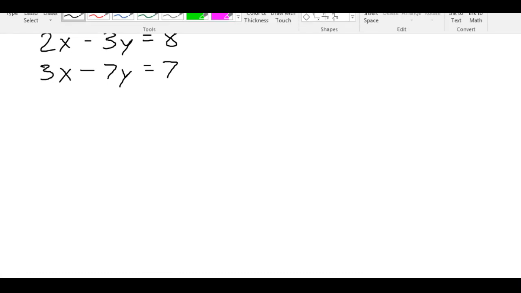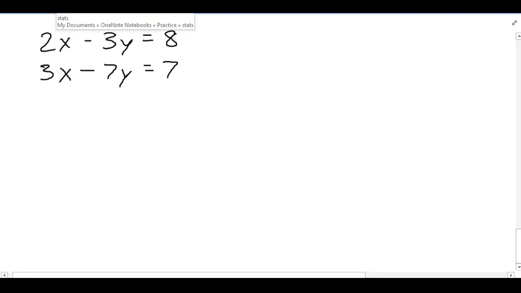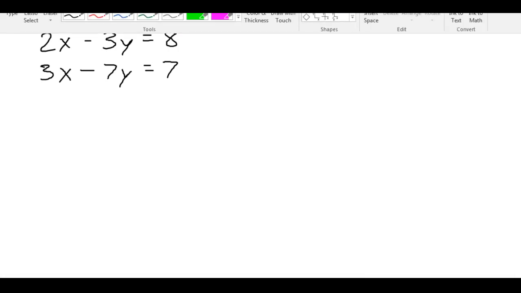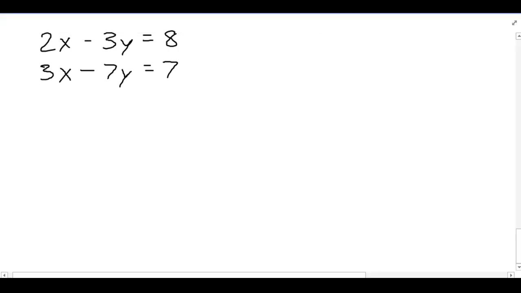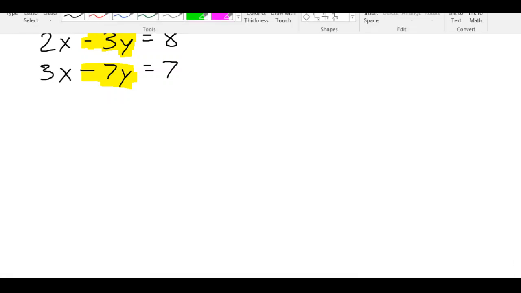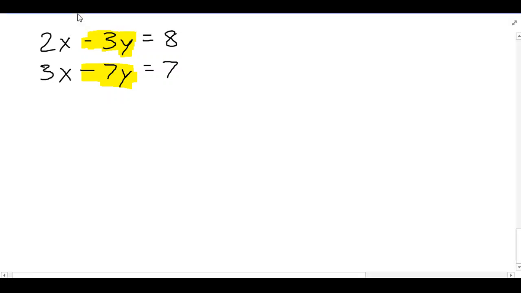So in this case right here, I have 2x minus 3y equals 8, and I have 3x minus 7y equals 7, right? I seem to be on this mode of eliminating the y's, so I'm going to go ahead and eliminate these y's right here. Why not? So I'm going to have this negative 3y and this negative 7y match up with each other so they can eliminate each other. Now, I can't really turn a 3 into a 7, right? 3 times 2 will give me a 6. 3 times 3 will give me a 9. So I can't really multiply by a nice whole number to keep everything whole.